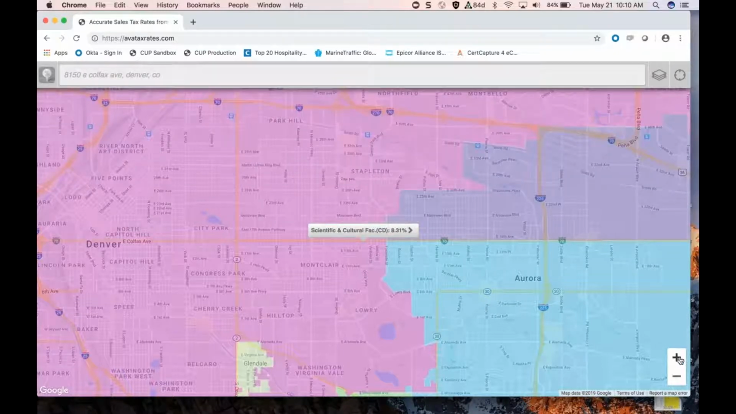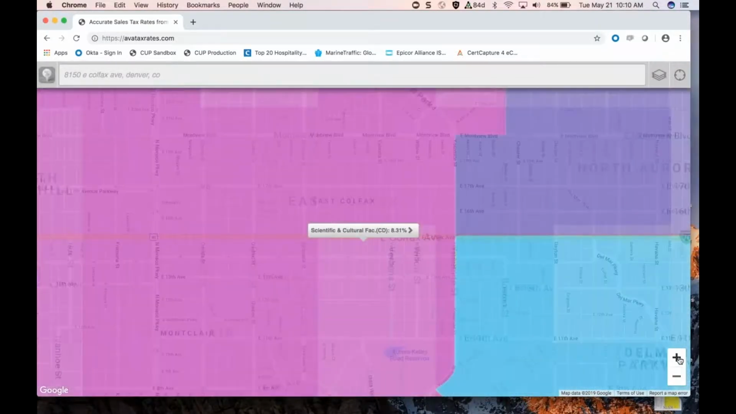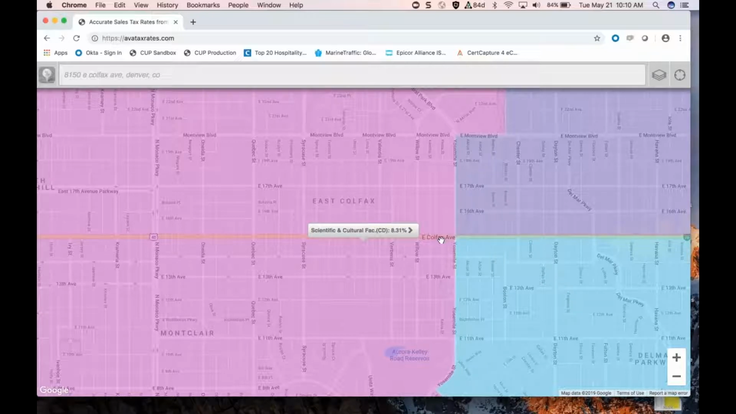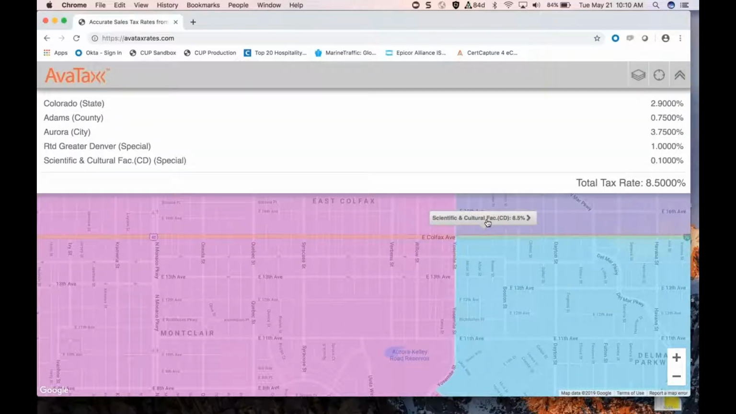And to give you an idea of the granularity of that, if I drill in a little bit here, I'm looking at an address, and let's say that my address was a few blocks east and on the north side of Colfax. There you're now going to see an 8.5% tax rate. I've now moved into a different tax region.